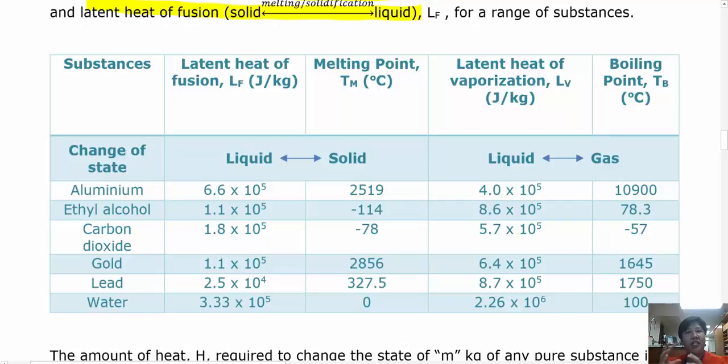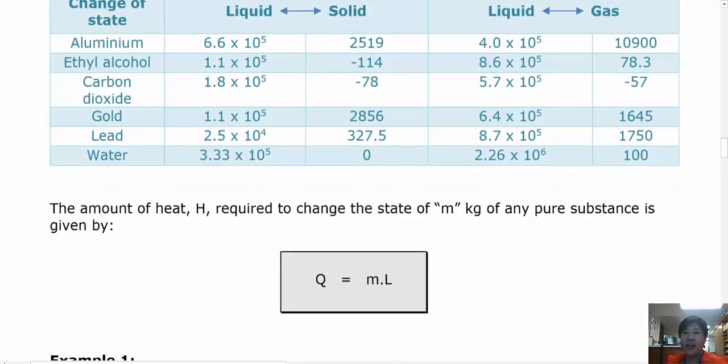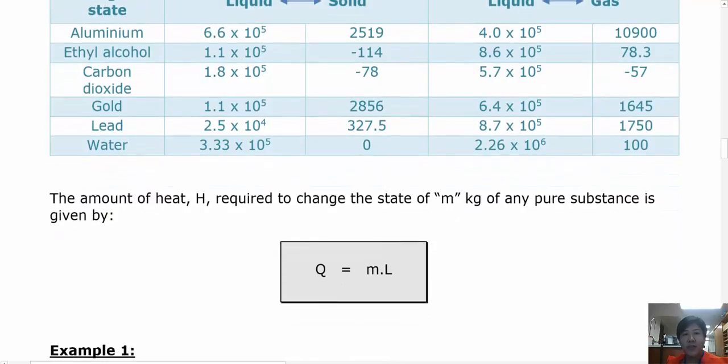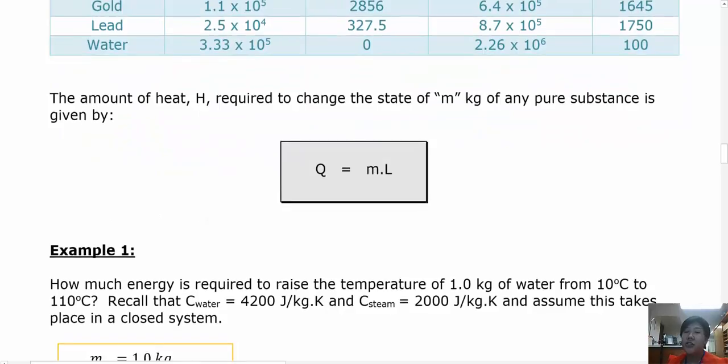So now that we've got all this big giant list of values, you'll notice that I have an equation in the notes that shows you what you need to do when things change state. So the formula is really easy. Q is the heat that's put in. There's a little bit of a typo, so that really should have been Q.